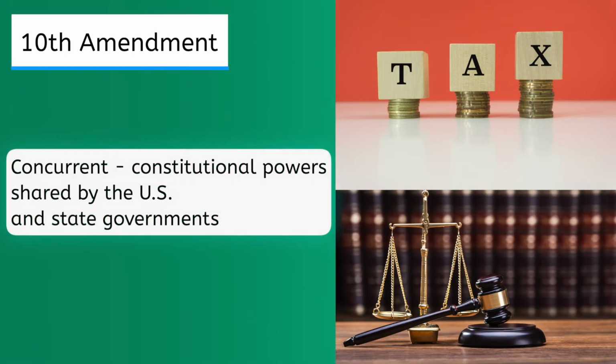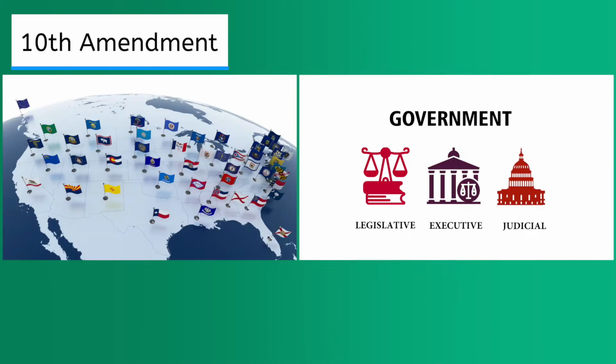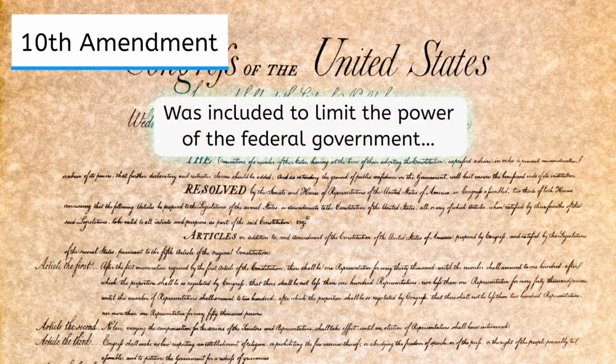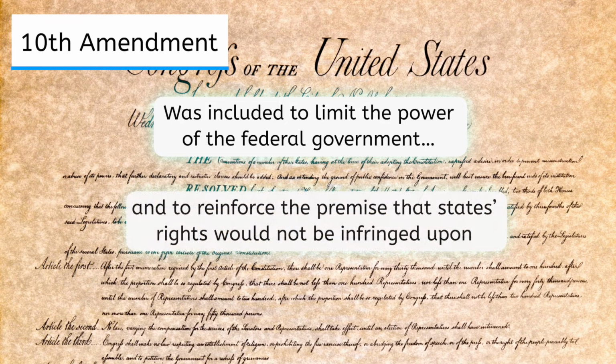Then there are some powers, called concurrent, that both the U.S. and state governments possess. These include taxes, courts, and making laws. The idea was to continue the separation of powers so that not only is power divided between three branches of government, but also between different levels. The 10th Amendment was included in the Bill of Rights in large part to meet the Anti-Federalists' demand to limit the power of the federal government and to reinforce the premise that states' rights would not be infringed upon.